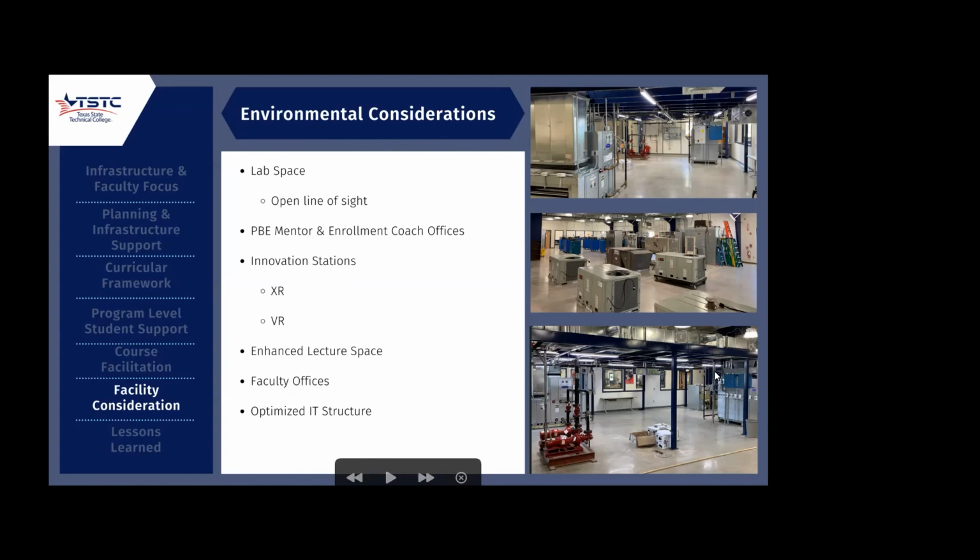And then optimized IT structure. Because we're adding the innovation stations and additional equipment into the labs, our IT infrastructure has to be through the roof so that we can incorporate the bandwidth needed to support those types of work areas. So we've advanced our IT infrastructure to updated DSL lines. Everything is top of the line so that our students don't have to experience that nasty word called lag when they get in there and try to use a HoloLens to do a simulation.